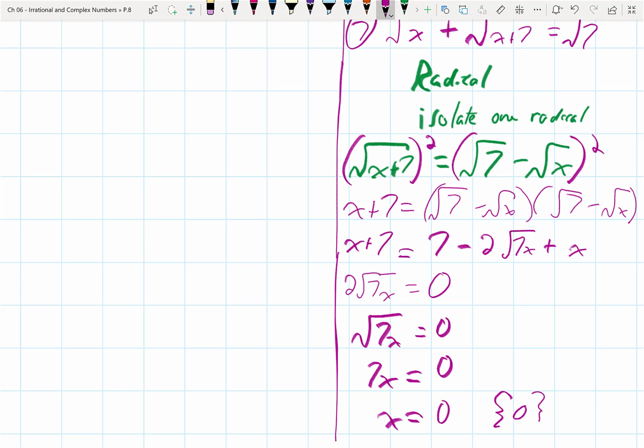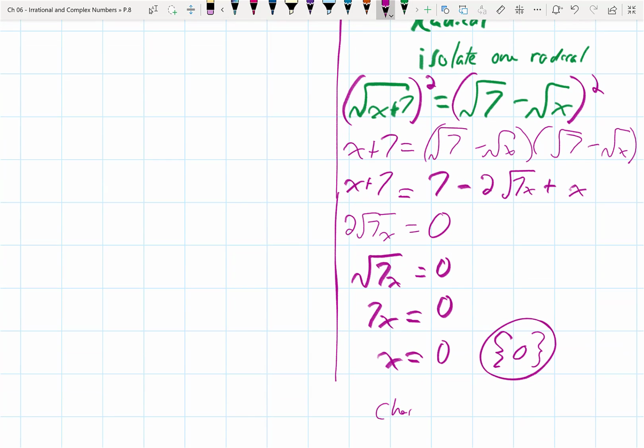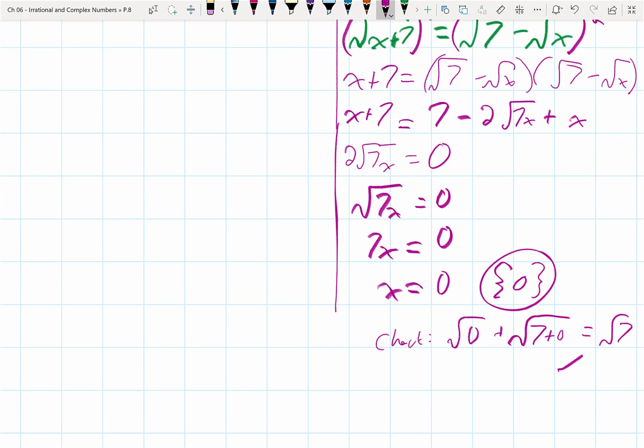Not for nothing, 0 is a number. It's worthy of your attention. If you plug it back in, and if we check it, we're going to check that root 0 plus root 7 plus 0 is equal to root 7. That works.